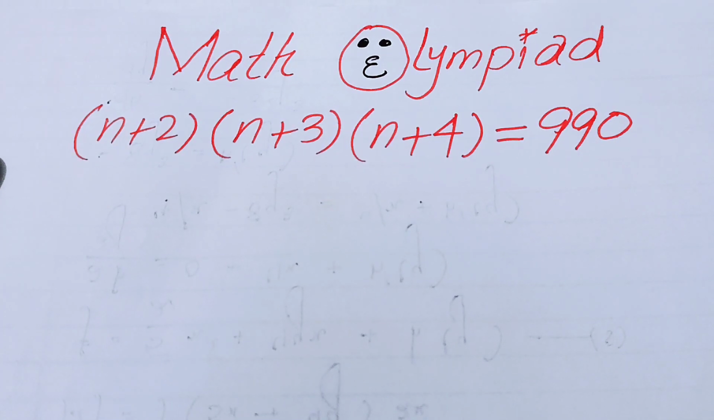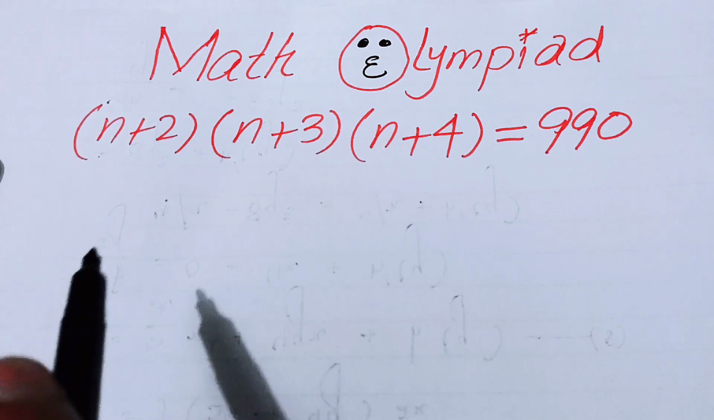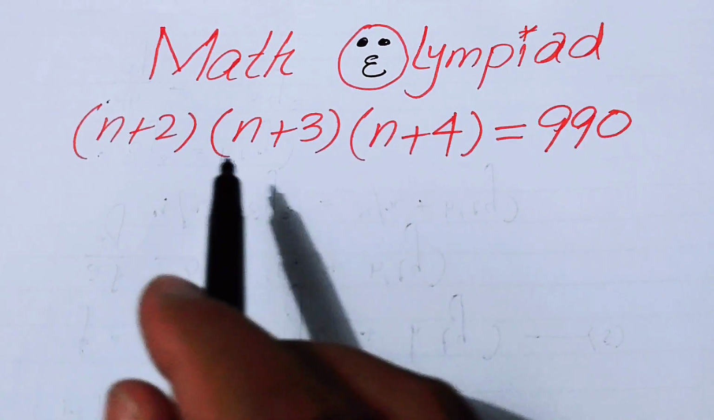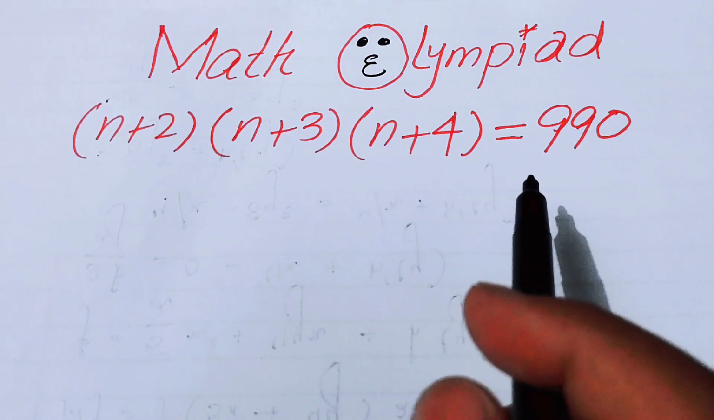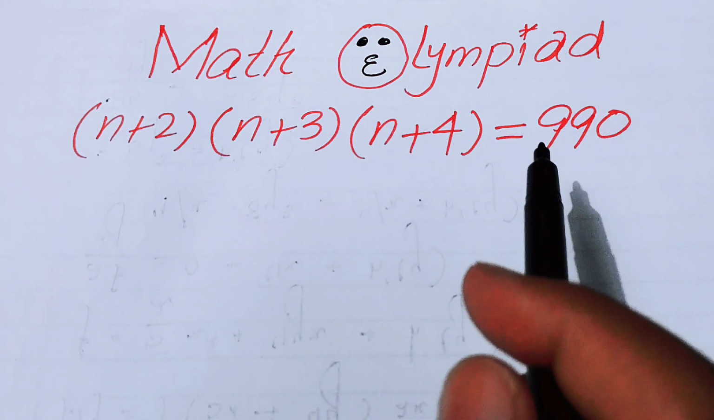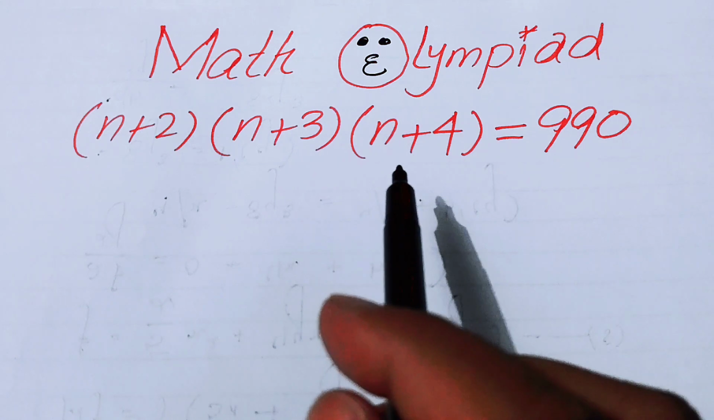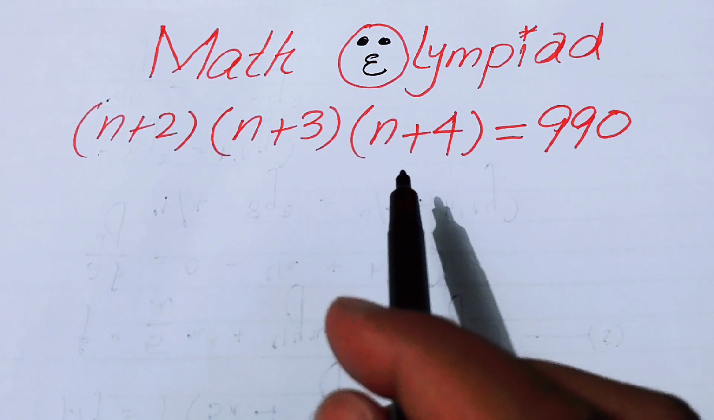In this video, we are going to solve this nice algebra problem. Here we have (n + 2)(n + 3)(n + 4) = 990, and we will solve this problem for the real values of n.